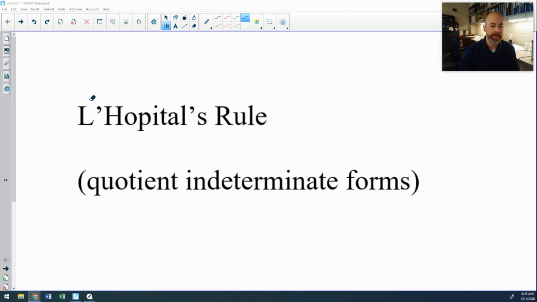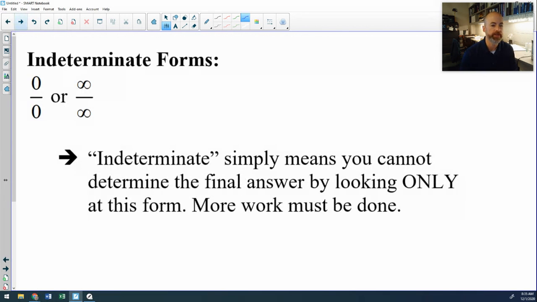Today I want to look at L'Hopital's rule, which is a method for solving limits when your limit is in indeterminate form. The two indeterminate forms where L'Hopital's rule can be used are 0 divided by 0 and infinity divided by infinity. Indeterminate is a great word because it literally tells you what it means. You cannot determine the answer by looking only at 0 divided by 0.